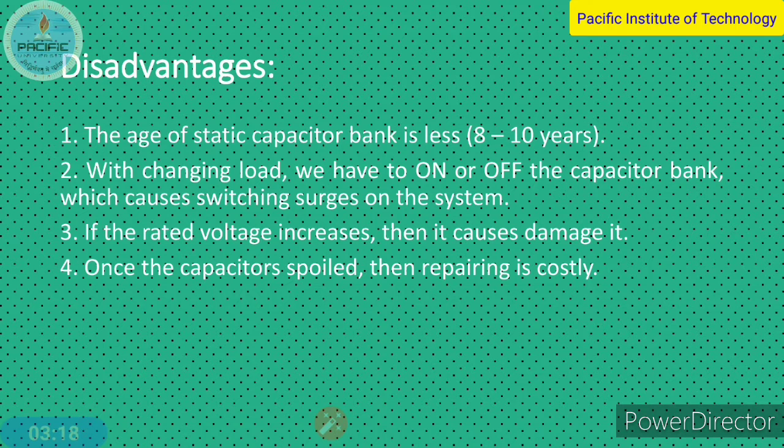With changing load, we have to switch the capacitor bank on or off. So it will cause switching surges. Whenever we switch on or switch off the capacitor bank, it produces surges. If the rated voltage is exceeded, it causes damage to it. The capacitors are designed for a rated voltage. If a voltage greater than the rated voltage is applied across the capacitor, then it surely will get damaged. Once the capacitor is spoiled, repairing is costly. So whenever a capacitor bank gets damaged, it costs a lot to repair.